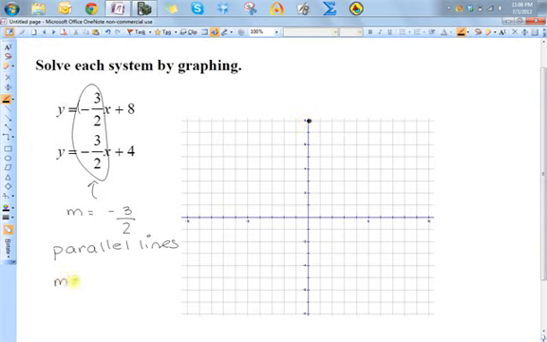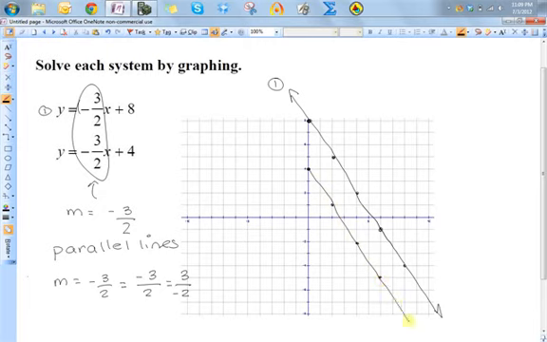If my m is negative 3 over 2, I can write that as negative 3 over positive 2, or I can do it as positive 3 over negative 2. So I can have a negative rise or a negative run. It doesn't matter which. I'm going to do the negative rise because I don't have any more room to go up. So 1, 2, 3 over 2, down 3 over 2, and so on. Okay, so this would be the first one. And this one has an intercept of 4, so I go down 3 over 2, down 3 over 2, and you can see that they will not intersect at all. So this system would have no solution.